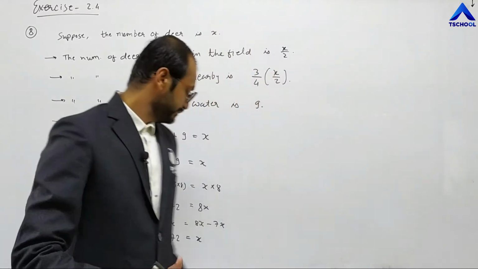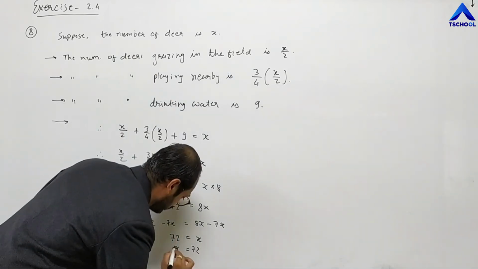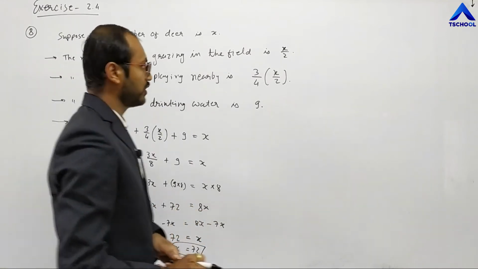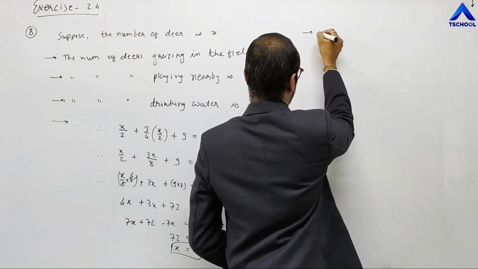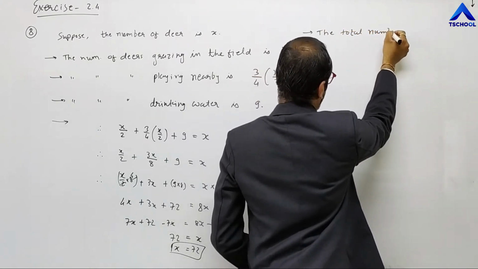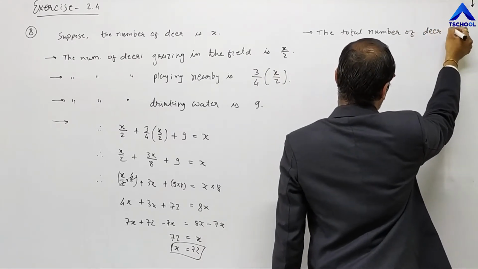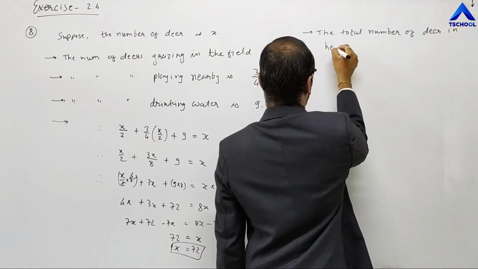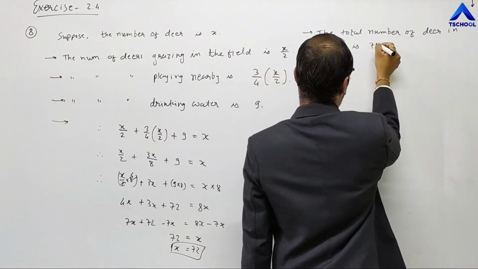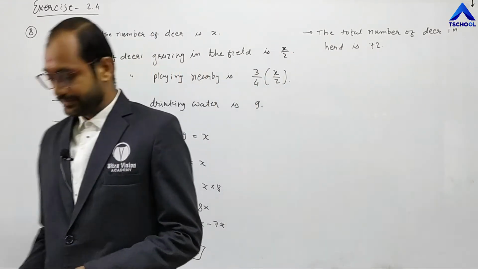That means you can say the total number of deer in the herd is 72. Clear?